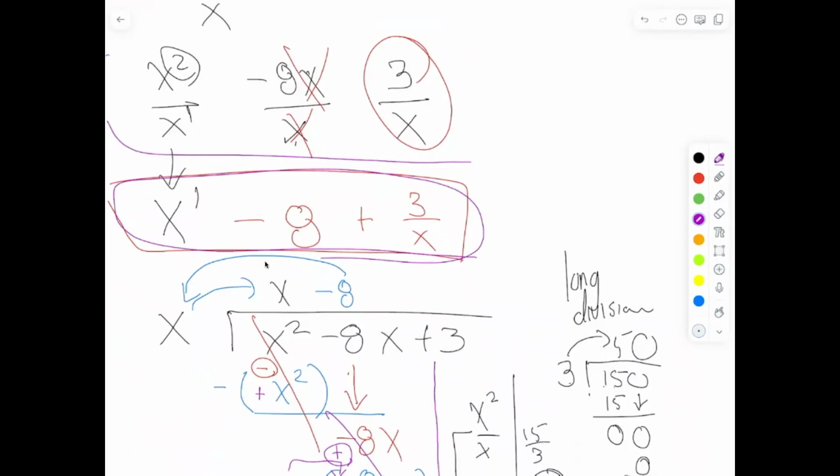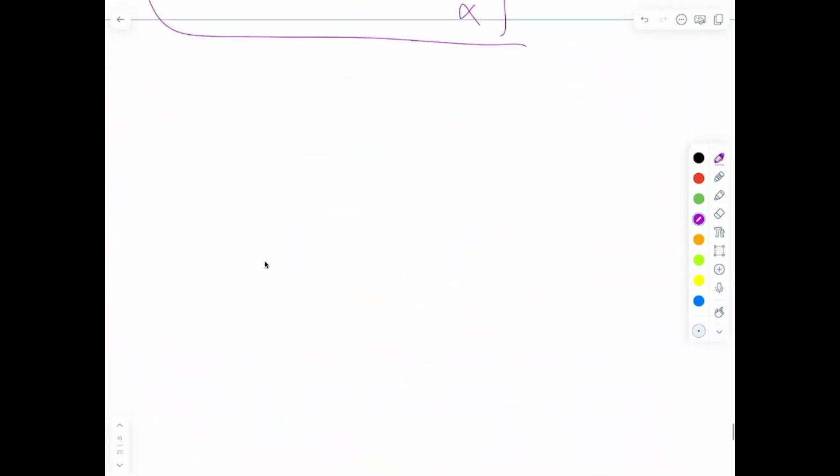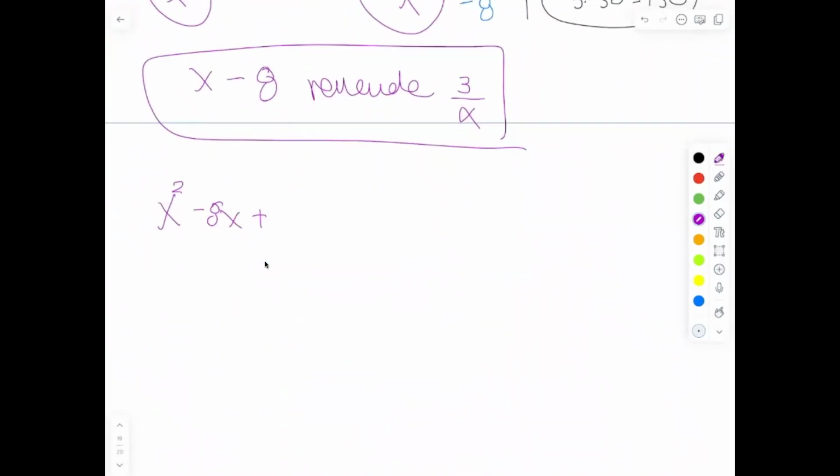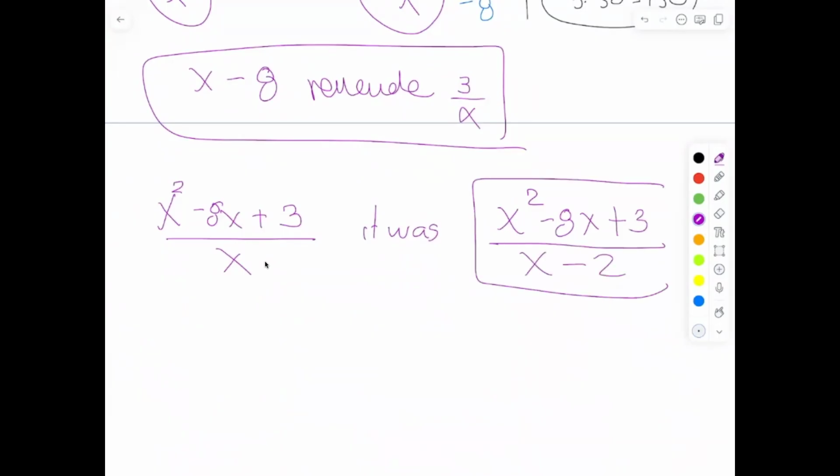Yes. Now, there's a reason why I did this. Because the original problem was not x squared minus 8x plus 3 over x. It was x squared minus 8x plus 3 over x minus 2. This is the problem we need to resolve. All right, so let's do it.